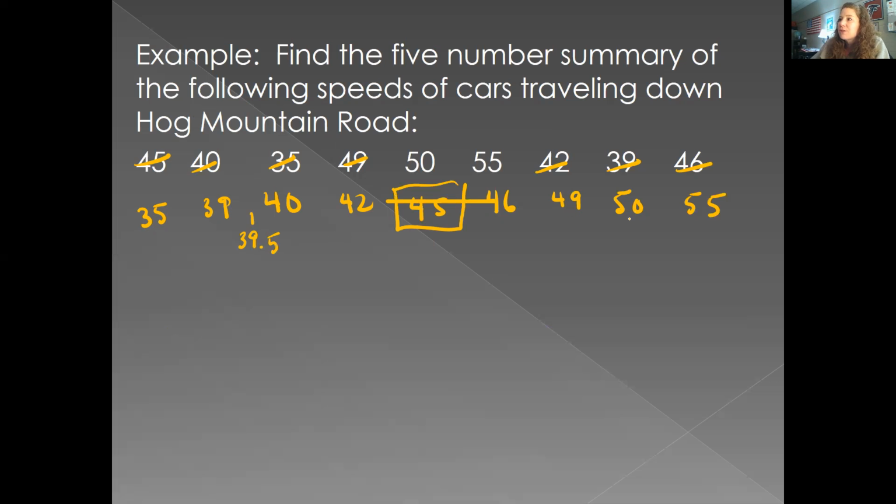Here, the two middle numbers are 49 and 50. So my upper quartile, or third quartile, is 49.5. All right, so once again, we need a number line, and number lines don't skip numbers, right?